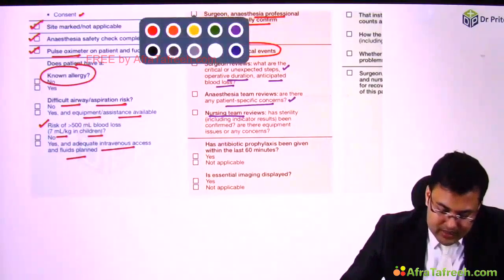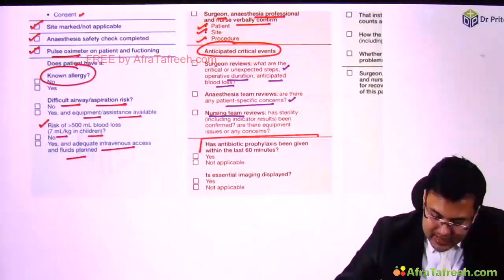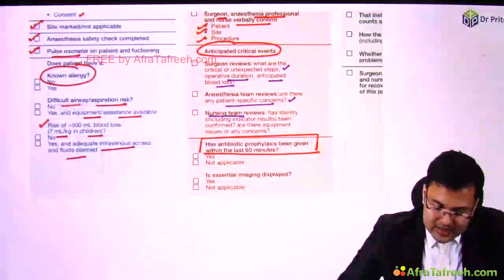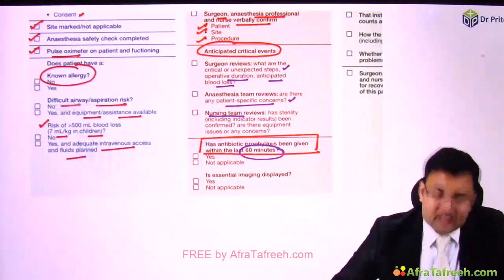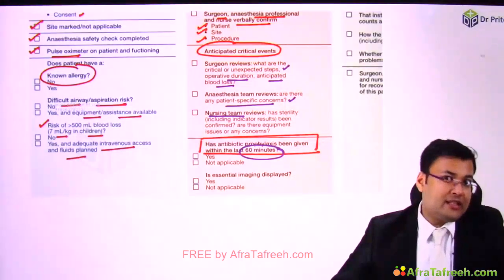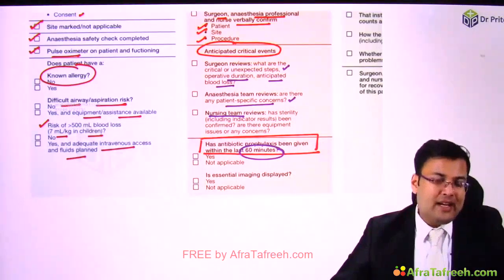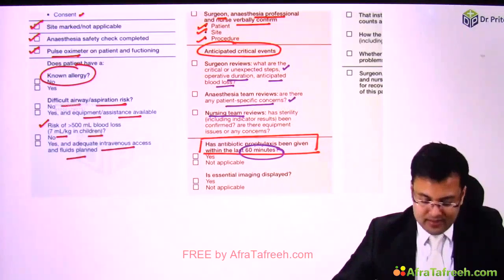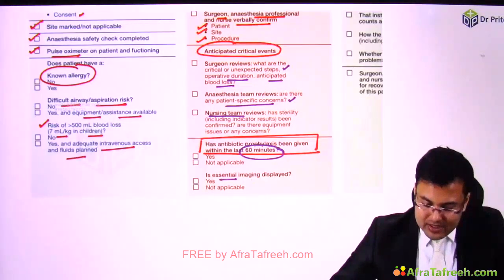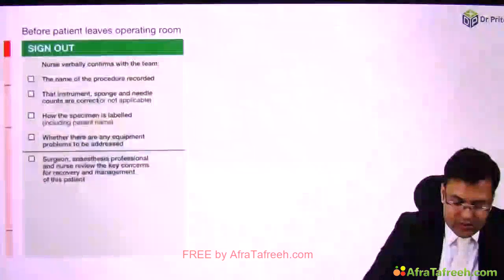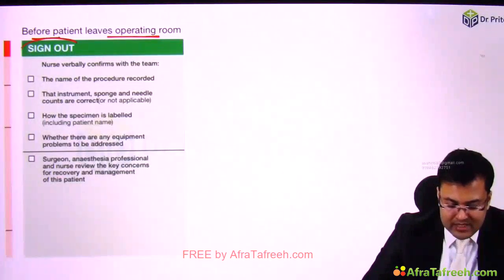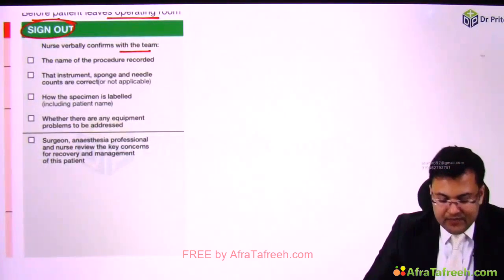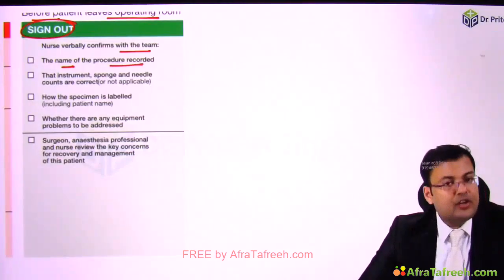Now the most important, which is generally asked in exam, has antibiotic prophylaxis been given within last 60 minutes? We just discussed that the antibiotic prophylaxis should be given at the induction of anesthesia or at least 30 to 60 minutes before surgery. And is essential imaging displayed or not? Now third is before patient leaves operating room, that is sign out. So here the nurse verbally confirms with the team the name of procedure recorded.